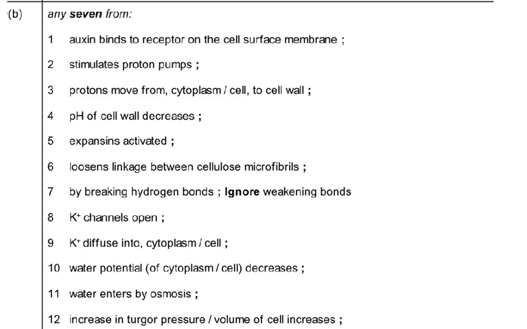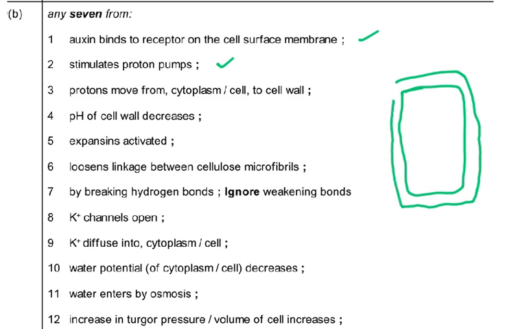So the first one is auxin binds to receptor on the cell surface membrane, stimulates proton pumps. Now if you remember, this is the cell wall, and then you have the cell membrane which is inner to it, and the cell membrane would have the receptor where the auxin would bind. Then it stimulates the proton pumps and hydrogen ions would be moved into the cell wall. So the hydrogen ions would be in the cell wall, and when in the cell wall, what are they going to do?